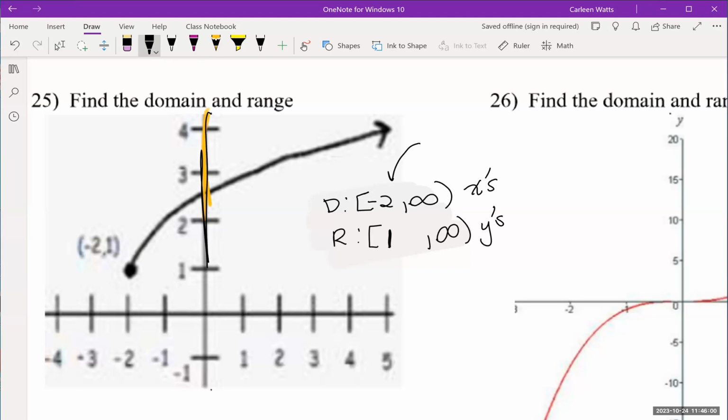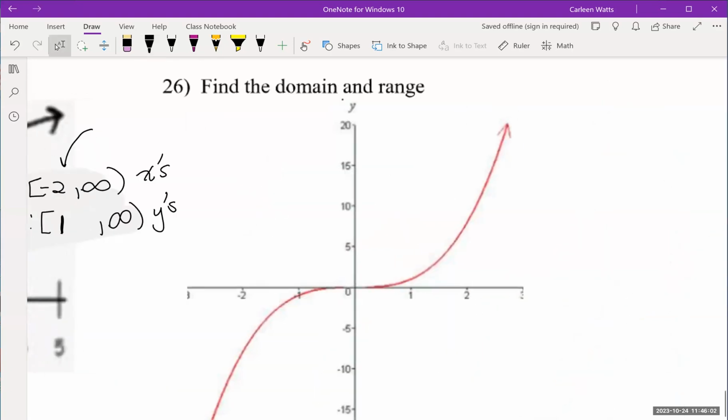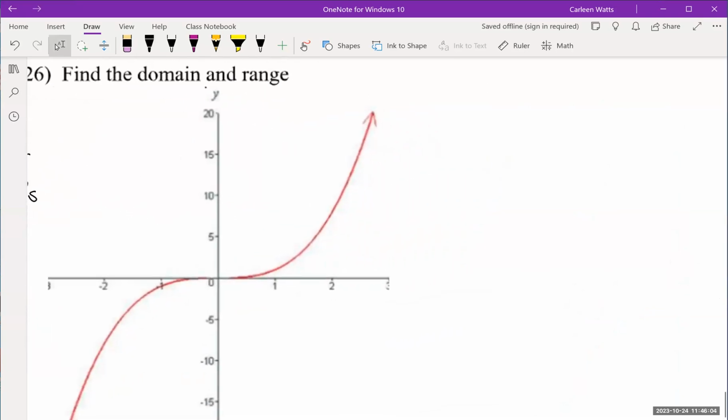That was supposed to be yellow. Okay, last one. I know you guys are dying. You can do this. Your brain feels full.